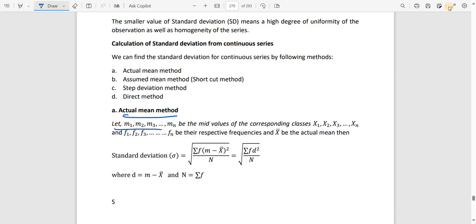We have these classes, and m1, m2, m3 are the mid values of those classes, and f1, f2 are the respective frequencies. Now x̄ is the actual mean. So the standard deviation equals the root of the sum of frequency times (m minus x̄) squared, divided by the number of items, N. In this way we get the final value.